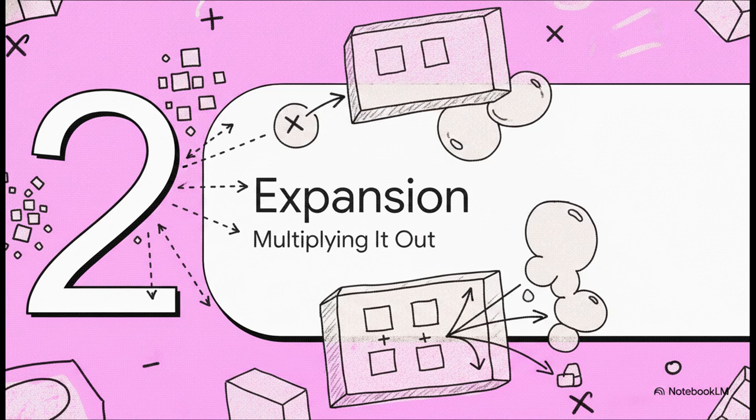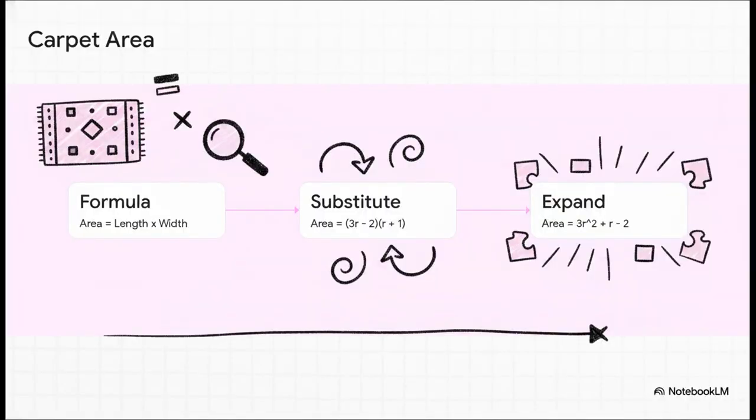Moving right along to Section 2, expansion or multiplying it out. This is where we start building things up. Remember that carpet problem from the beginning? Let's actually solve it. Step 1, we know the area of a rectangle is simply length times width, right? So step 2, we plug in those algebraic dimensions we had. We get 3r minus 2 in one set of brackets, multiplying r plus 1 in a second set of brackets. Now step 3 is where the expansion magic really happens, using the distributive law. Basically, every single term in that first bracket absolutely must be multiplied by every term in the second bracket.